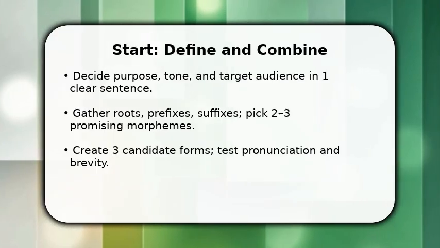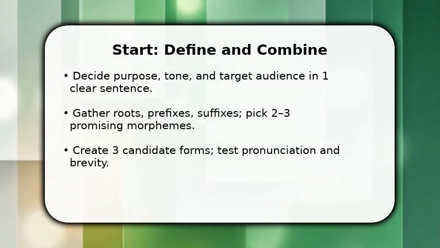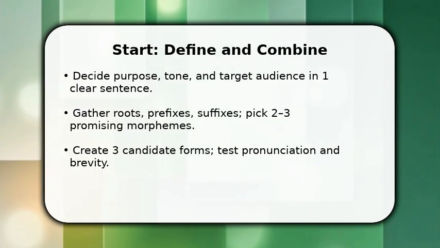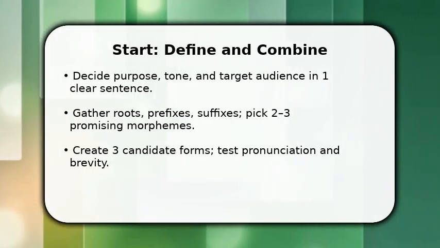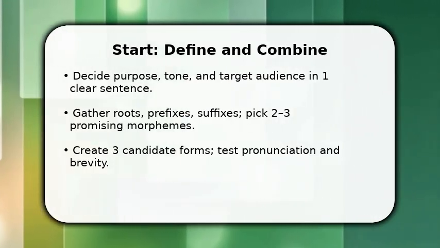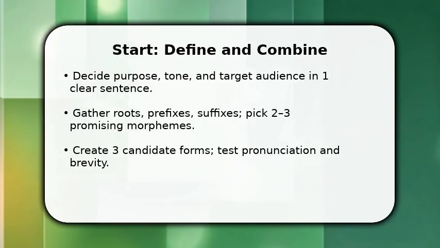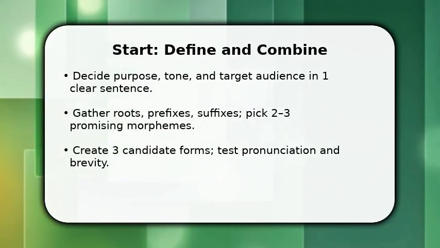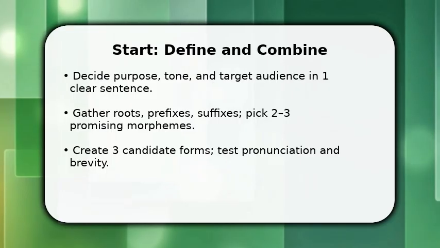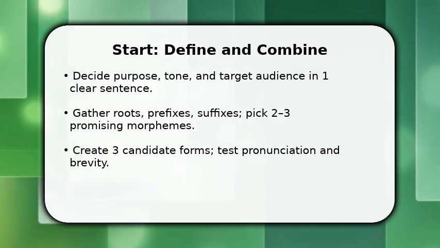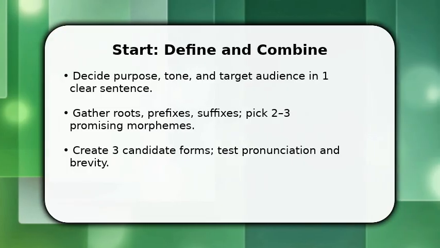Enjoy the video. You begin by defining why the word must exist and who will use it. Once done, choose 2-3 morphemes that carry the core meaning and combine them into simple forms. You should favor ease of pronunciation and visual clarity. Try 3 short candidates and say them aloud. Make sure to check for accidental meanings in other languages.